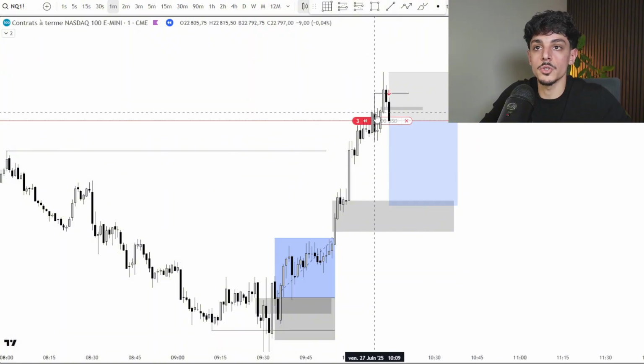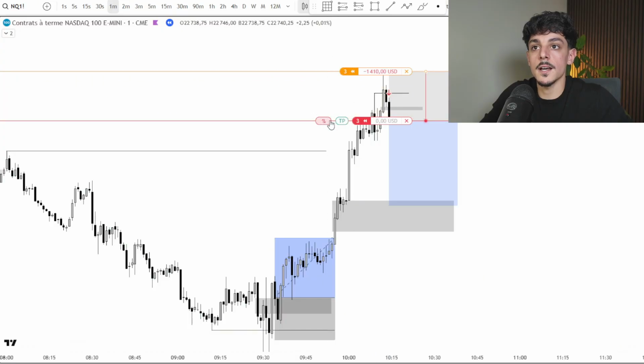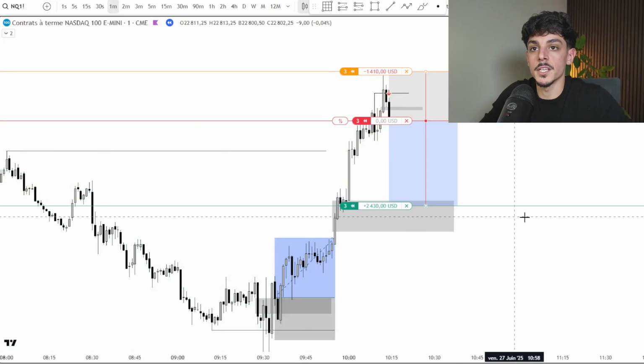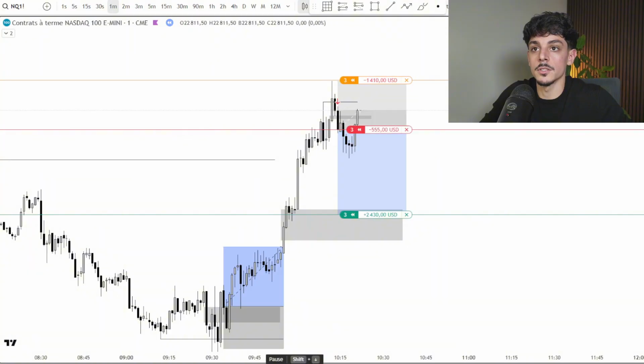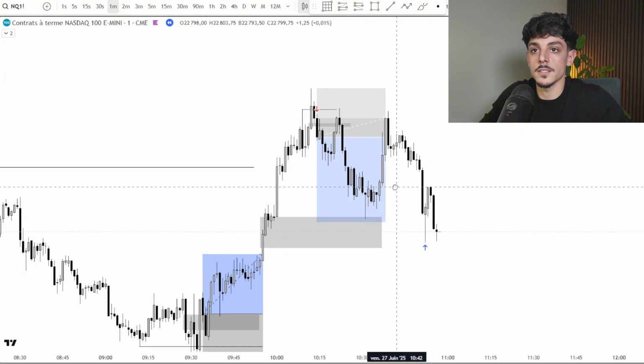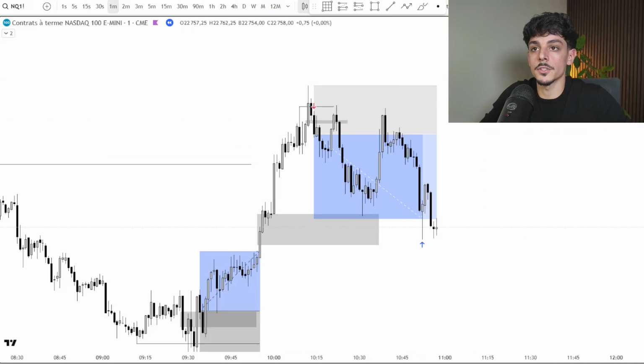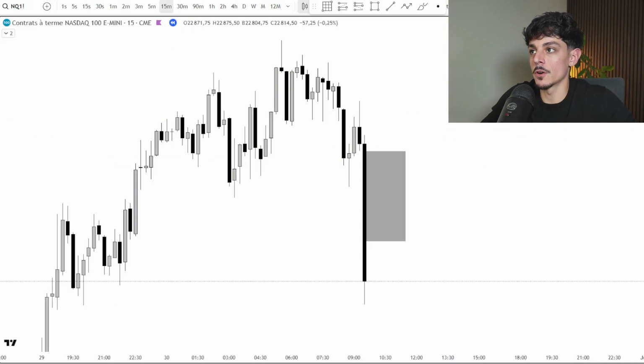So this is where I would go short, stop loss right above this high, targeting the unmitigated gap. Let me see how it does. And as you guys can see, in a few minutes you hit your target. Here's another example of this strategy working.